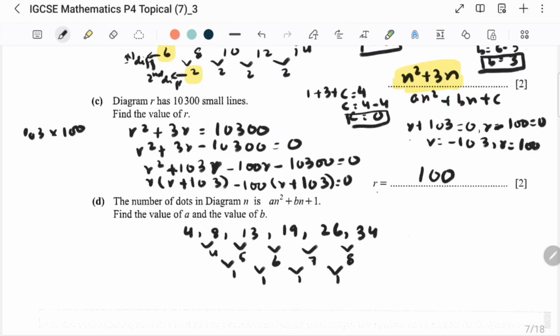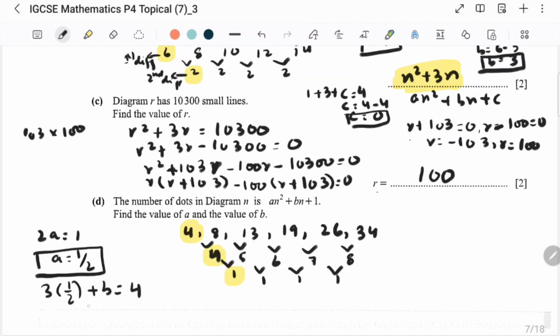So you know that this is the second difference, this is the first difference and this is the first term. 2a is equal to the second difference 1, so a is equal to half. 3a plus b is equal to the first difference, which is 4. So 3 upon 2 plus b is equal to 4. Then b is equal to 4 minus 3 upon 2. You take the LCM, multiply by 2, and you get 8 minus 3 upon 2, which is 5 upon 2. So b is equal to 5 upon 2.